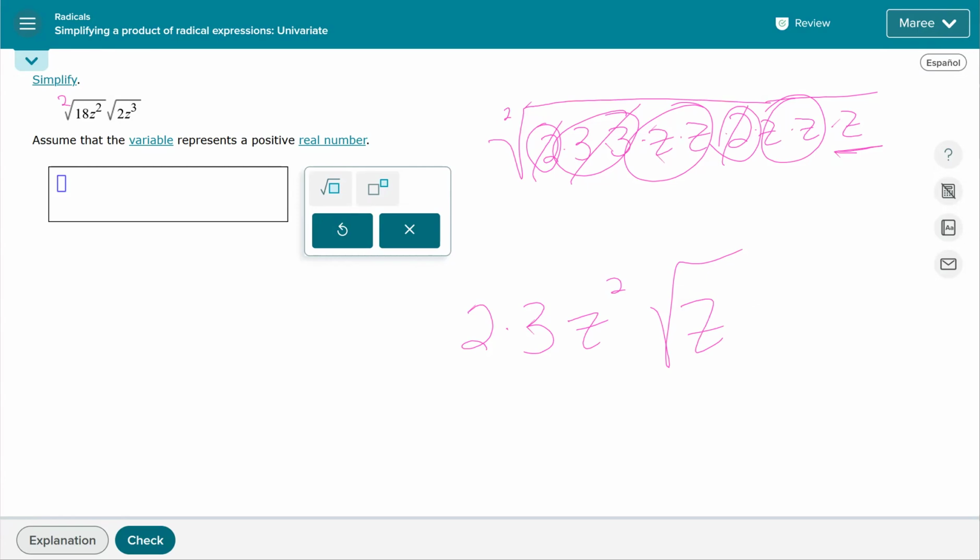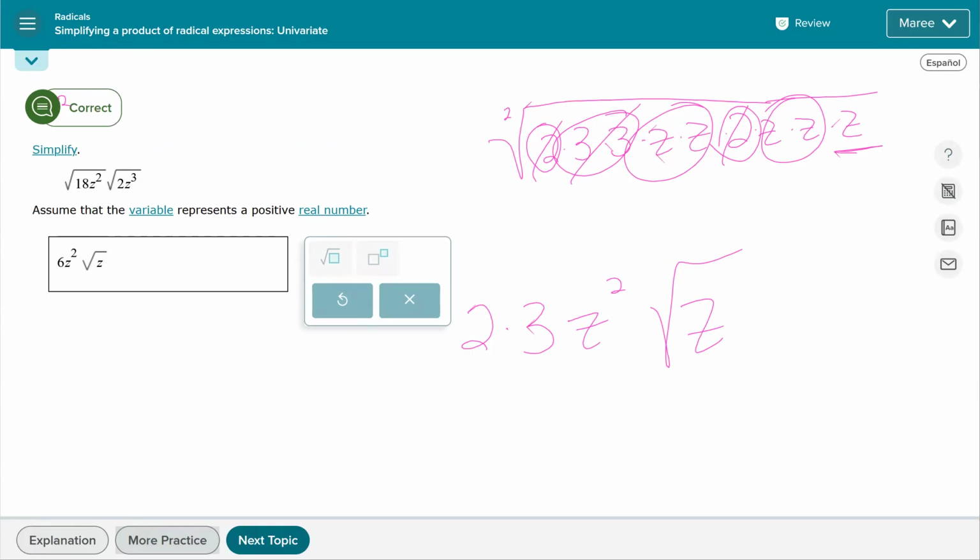You multiply everything that's on the outside. So we have 6 Z squared. It's 6 because we had a 2 and a 3 out there. Then we're going to have our square root of Z. I'm assuming they're all going to be square root because of the way we wrote the answer, have square root there.